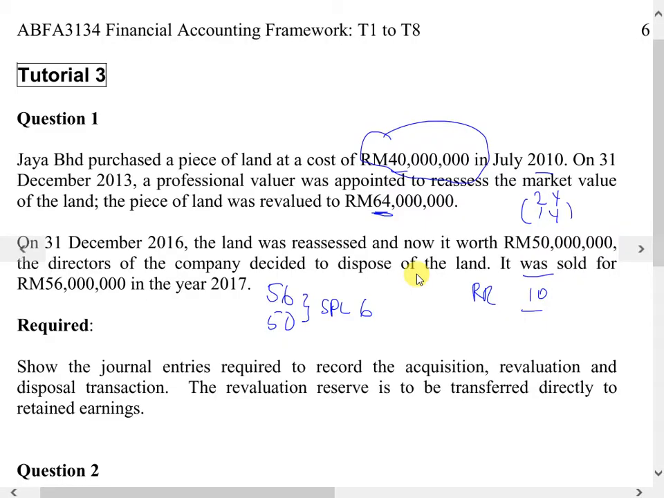I bought at 50, I sell for 56. I make a gain, and the remaining RR will be transferred to RE. Is it okay? I'll show you the T account.